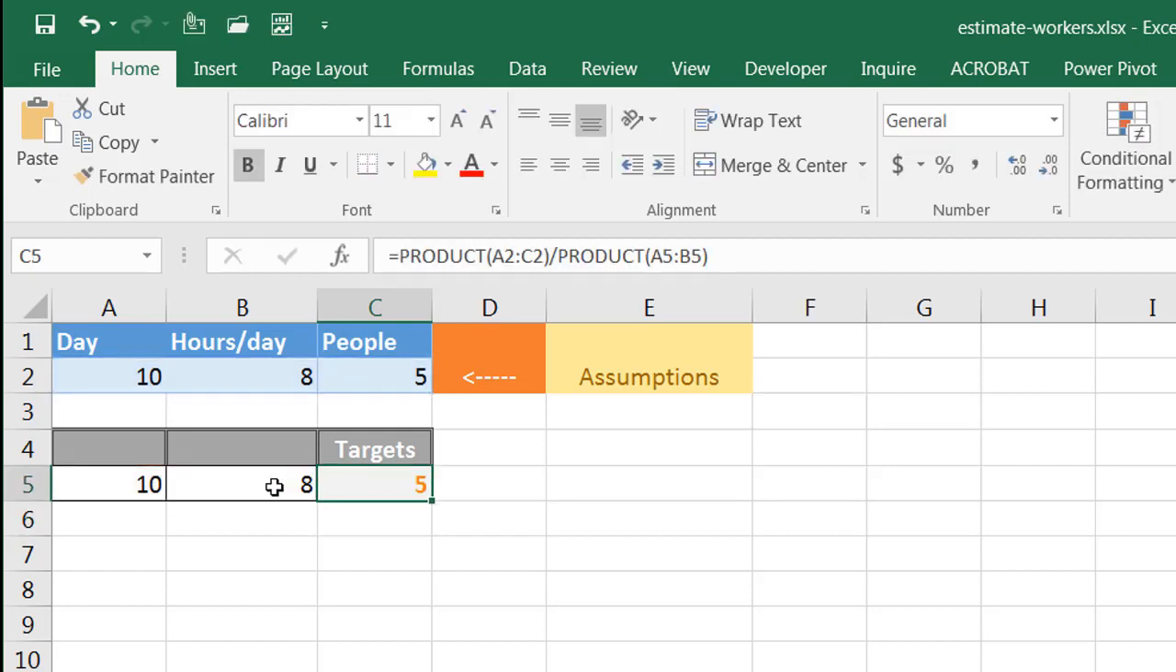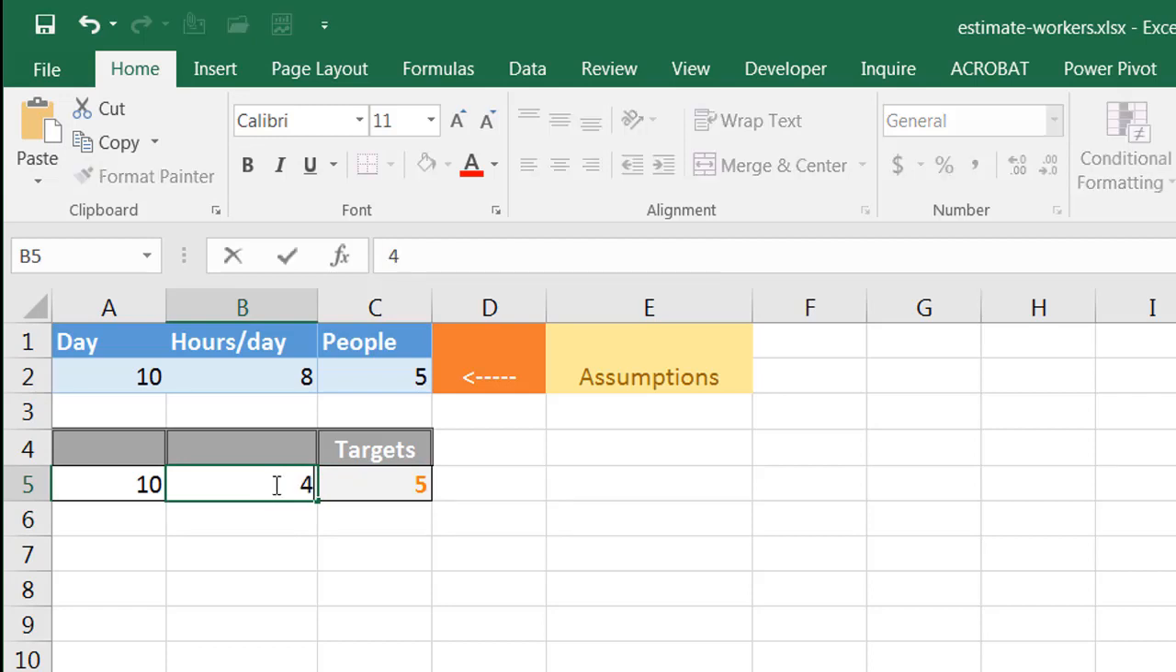And to find out if something changes here, let's say we only have 4 hours per day, it would tell us that we would need 10 people. So all things being equal, based on these assumptions, we'd need 10 people if we only had 4 hours a day and we had a 10-day project.